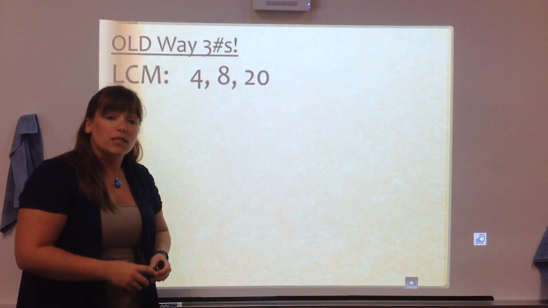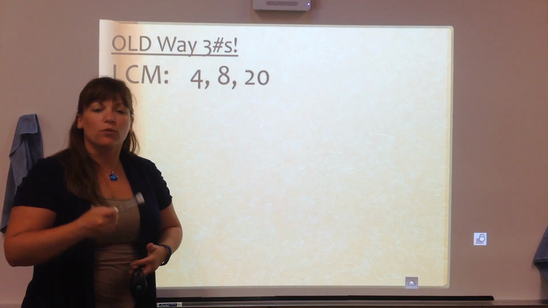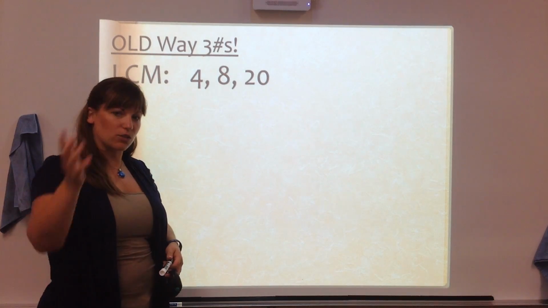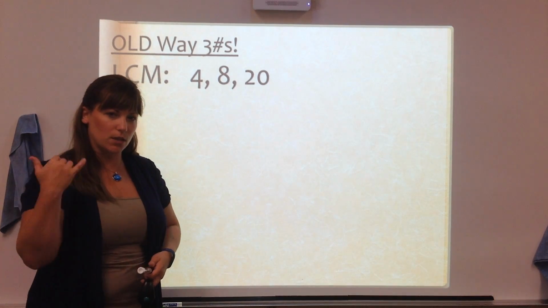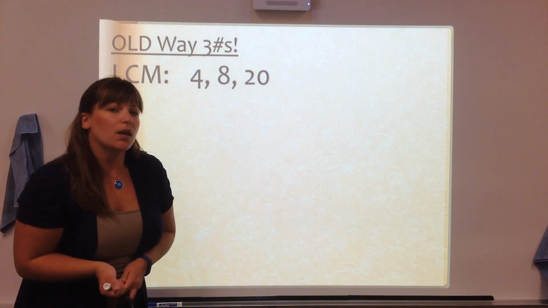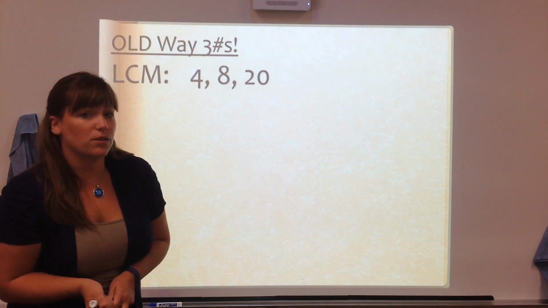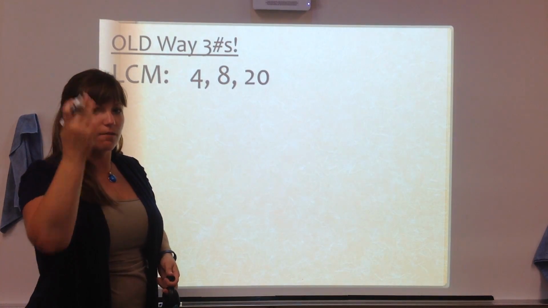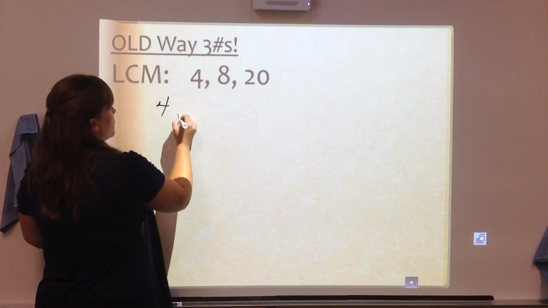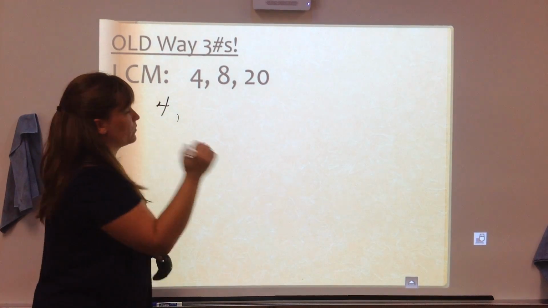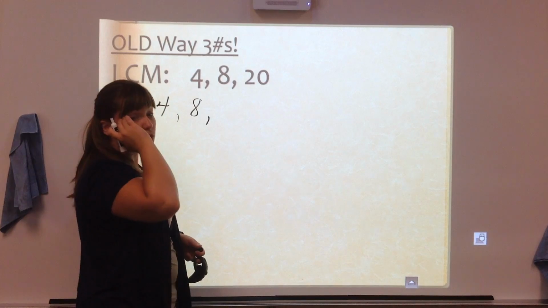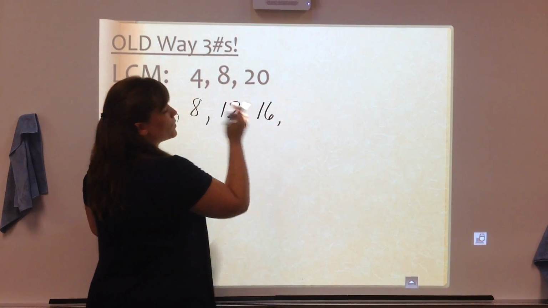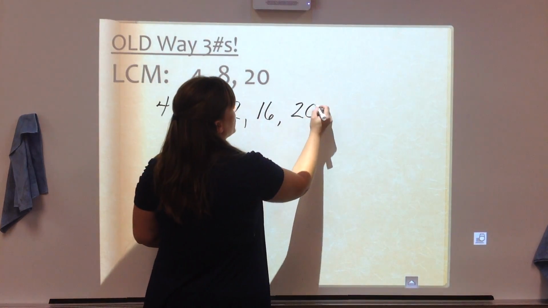Moving on. LCM with these same 3 numbers, we're going to list out multiples. Now, it doesn't matter if you do it horizontally or vertically. I know I did it vertically in the video for part 1. I'm going to do it horizontally here to show you just the differences. And again, I'm going to be thinking 4 times 1. And I'm going to write 4. 4 times 2, 8. 4 times 3, and so on and so forth. 16. 4 times 5, 20.